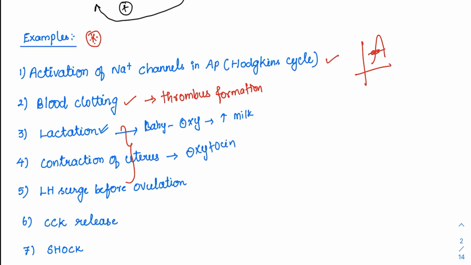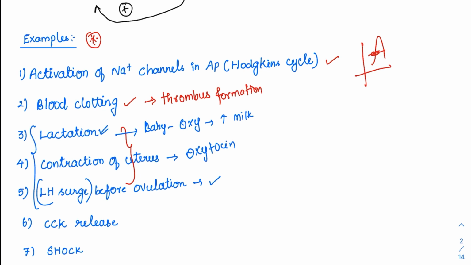Then the LH surge before ovulation is also a positive feedback mechanism. Usually the estrogen inhibits the LH, but this is one place where the LH is increasing its own production and the estrogen is also increasing its production. So this LH surge before ovulation is also a positive feedback mechanism. So we can club these three, that is lactation, parturition and ovulation. All these three events we can club together to remember.